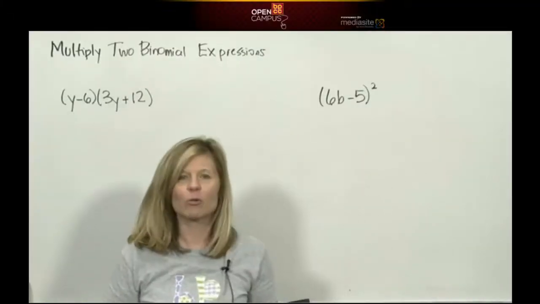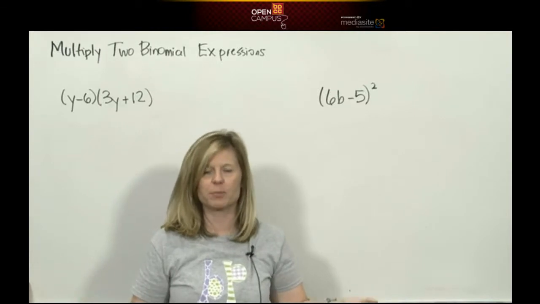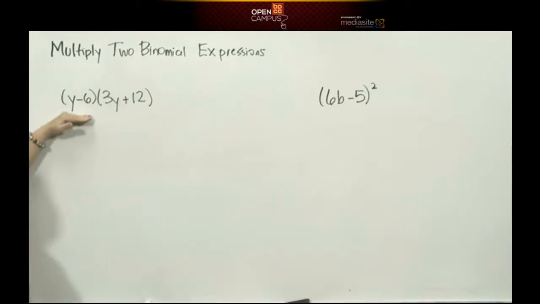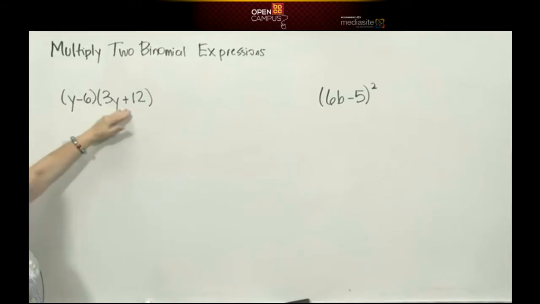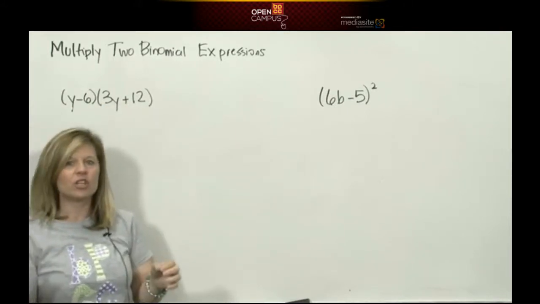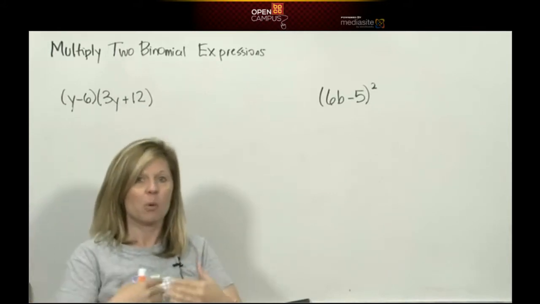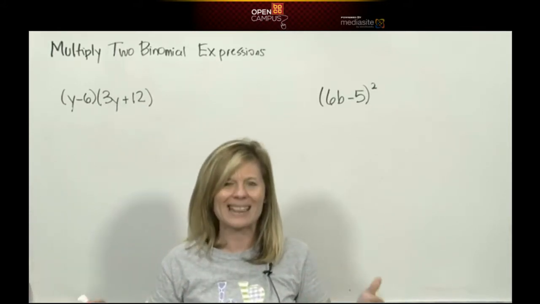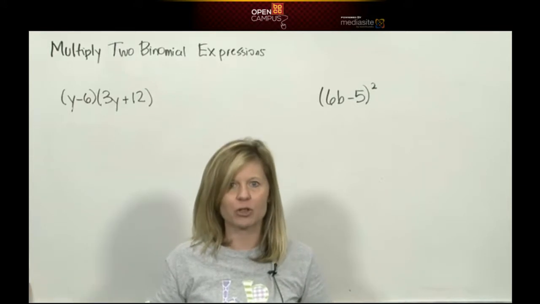Okay, we're ready to rock and roll and multiply two binomial expressions. So I have y minus 6 times 3y plus 12. Two terms, two terms. That's like doing a two-digit number times a two-digit number. So my rule is, why learn anything new? Just do it like third grade.